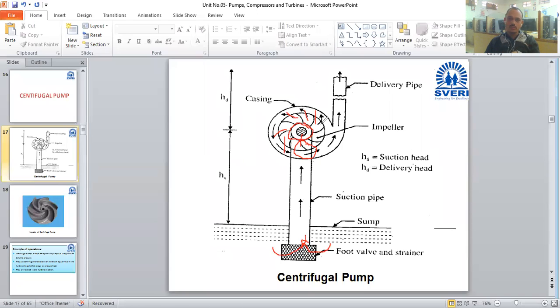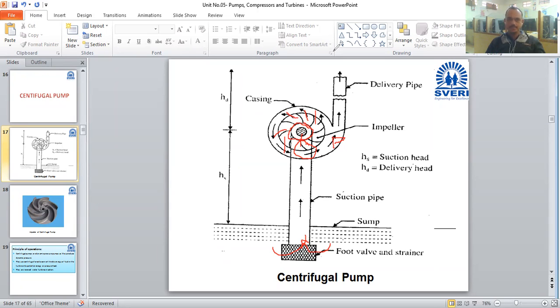Okay. So whatever water enters into the casing, with the pressure energy and kinetic energy, the casing is designed in such a way that the diameter of the casing goes on increasing. We know that when the diameter of a pipe goes on increasing, it will increase the pressure of water. And here we increase the pressure of water in the casing. Why? Because if we want head, we require pressure in the water.